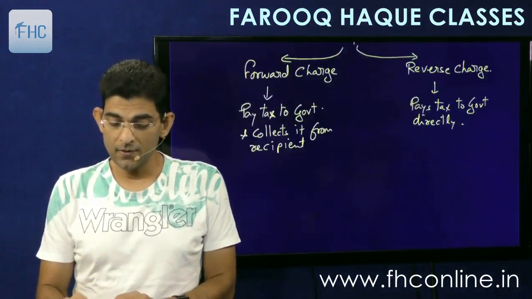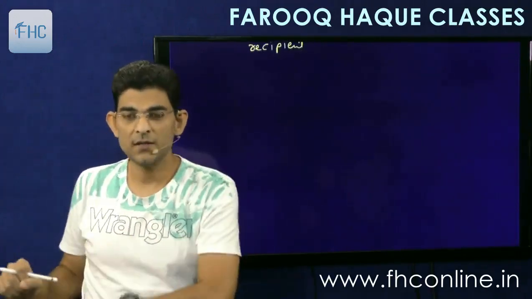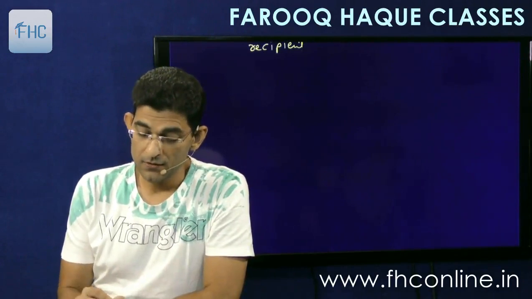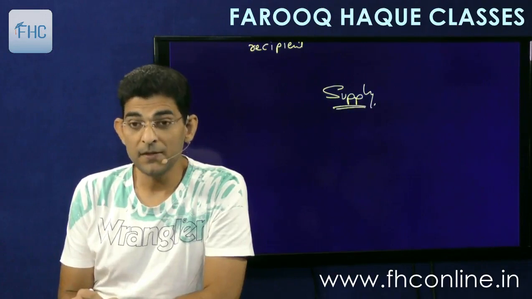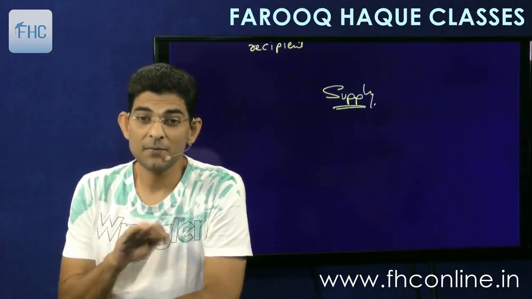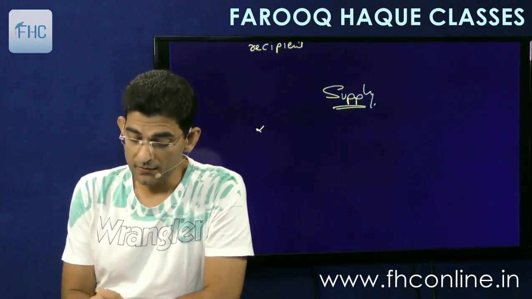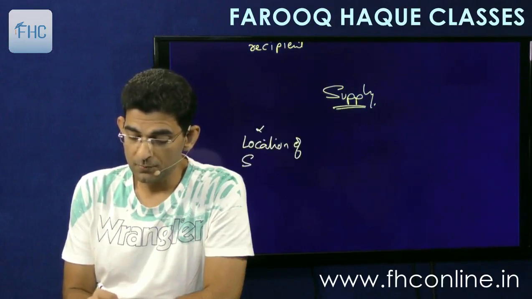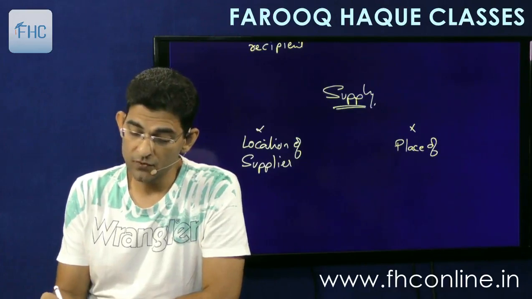Good. Now, what are the different laws in GST? Let us discuss in brief about that. So this supply can be intrastate or interstate. The supply can be intra or inter. So intra will be when the location of supplier and the place of supply are in the same state.